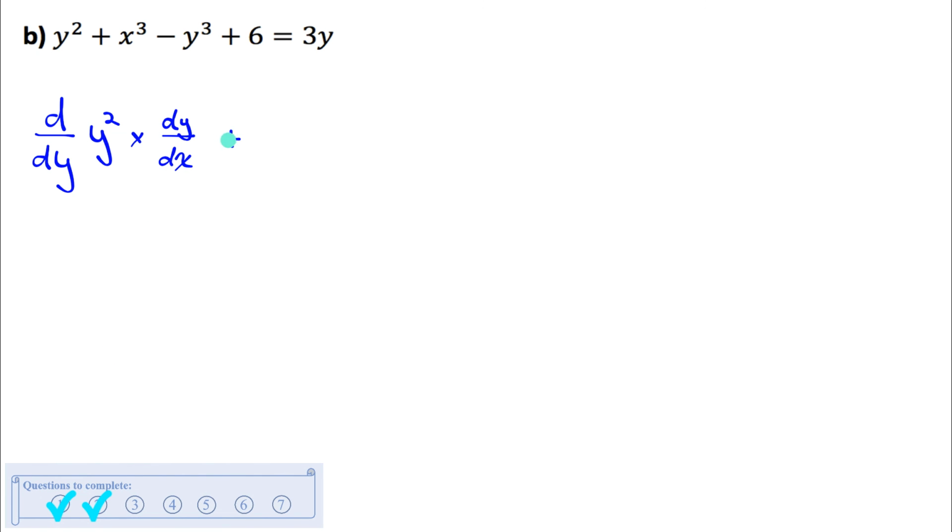Second term, I then need to find the derivative with respect to x of x cubed. That's easy because that is a function of x. Minus, I now need to differentiate y cubed with respect to x, but that's a function of y. So I'll first differentiate it with respect to y, as long as I remember to then multiply that by the derivative of y with respect to x.